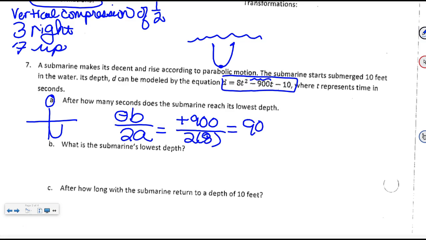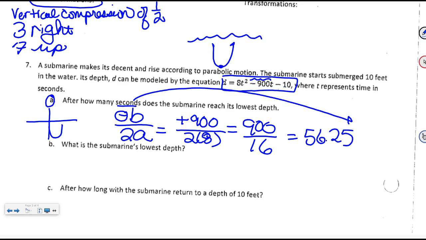You'd go to your calculator and do 900 divided by 16. I need to grab a calculator here, and you should also grab one. 900 divided by 16 is equal to 56.25. How many seconds? So I'll abbreviate that, seconds.